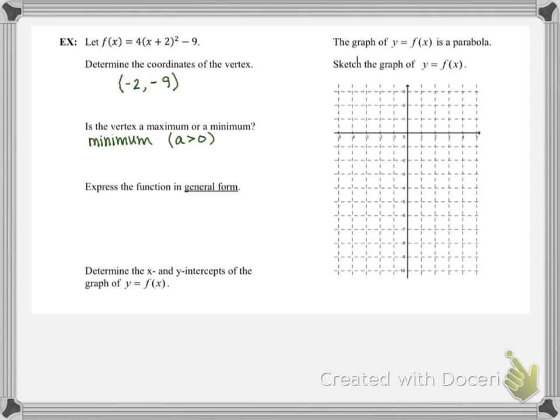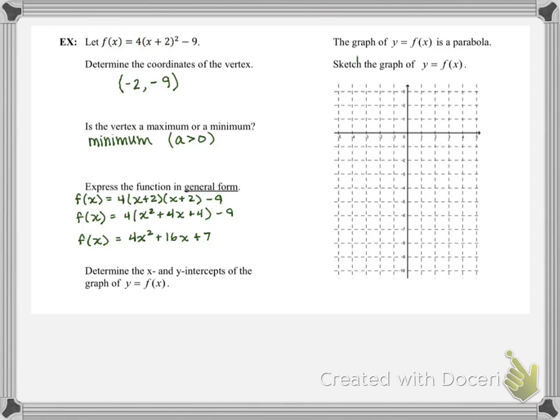So to express this in general form, we're just going to multiply it out. So we have f of x equals 4 times x plus 2 times x plus 2 minus 9, which is 4 times x squared plus 4x plus 4 minus 9, which gives me f of x equals 4x squared plus 16x plus 16, but 16 minus 9 is 7, so this will just be plus 7.